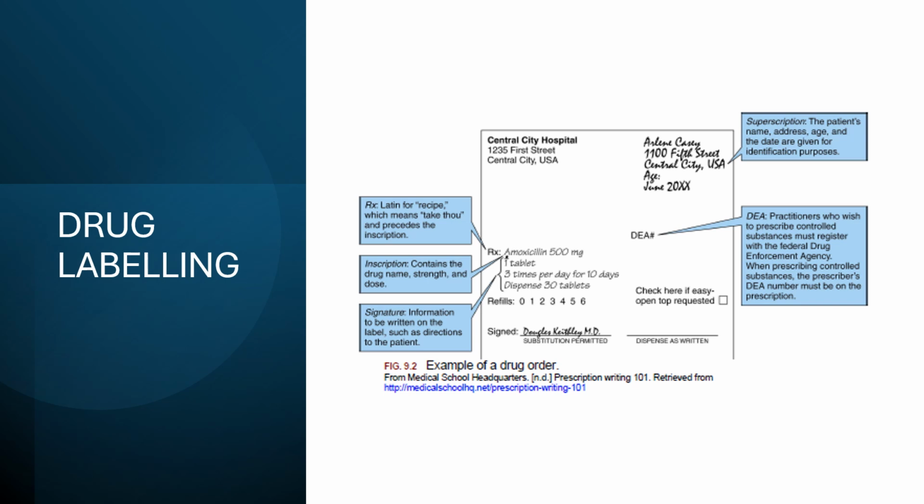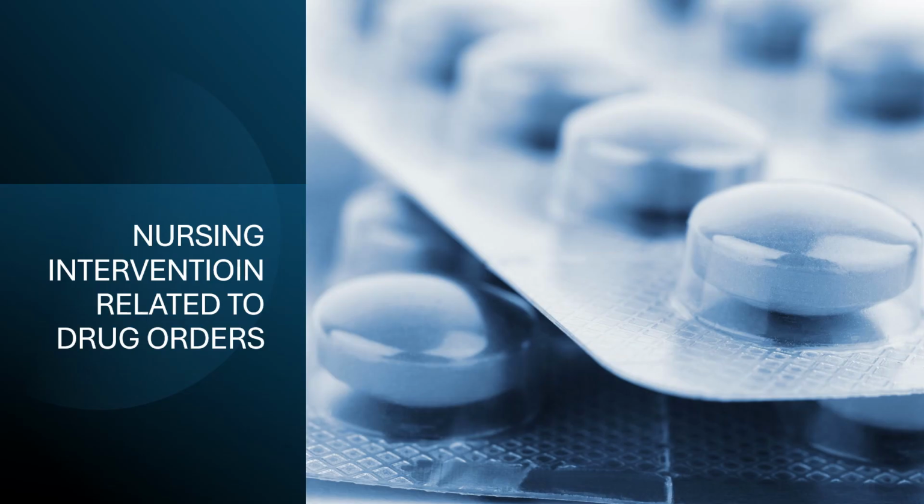To avoid drug errors, the drug label should be read 3 times. When the nurse picks up the drug and removes it from the automatic dispensing cabinet, as the nurse prepares the drug for administration, and when the nurse administers the drug. Nursing interventions related to drug orders can measure correct administration of medication.